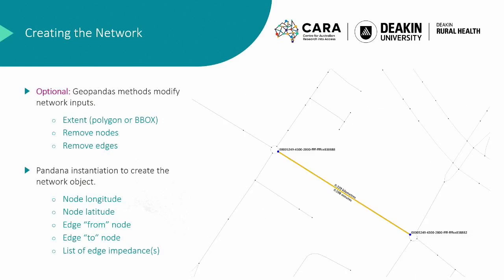So this is using the Pandana network object, and we just need to input a few bits of information about the node latitude and longitudes, the nodes that are either end of each of the edges in the edges network, and then we can insert a list of impedances. So Pandana will accept more than one for a single calculation.